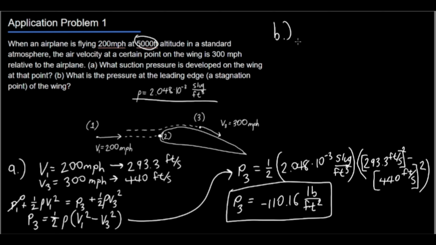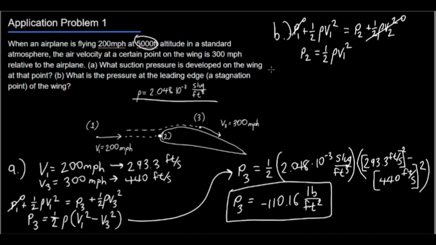And so part B, we'll be going from point 1 to point 2, which is a stagnation point. And because it's a stagnation point, point 2 has no velocity. So we will have P1 plus 1/2 rho V1 squared is equal to P2 plus 1/2 rho V2 squared. Here we know V2 is 0. We know P1 is 0 because it's atmospheric. And then P2 is just equal to 1/2 rho V1 squared.